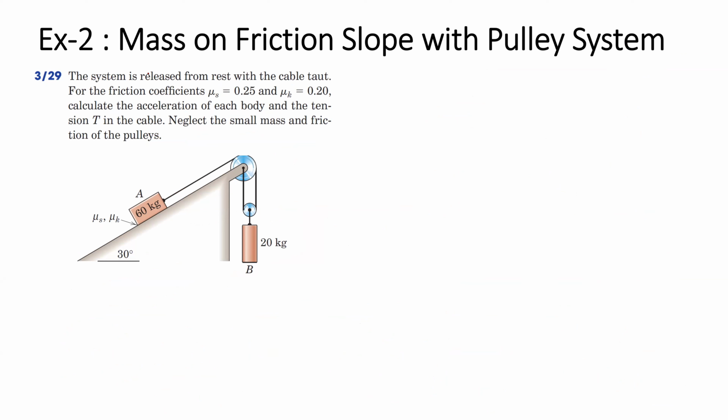Okay, we should have this example first before we have a break. In this problem, we have the mass of 60 kilogram and the mass of 20 kilogram. The mass of 60 kilogram is on a slope, and they provide the friction coefficient for the slope. They have the static friction coefficient and the kinetic friction coefficient. We should check first before we consider the motion of the system. In the system, they may ask us to calculate the acceleration.